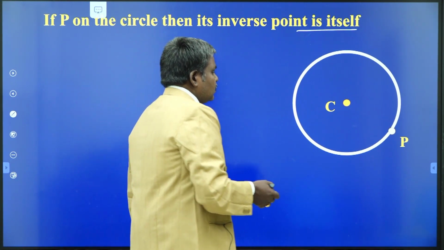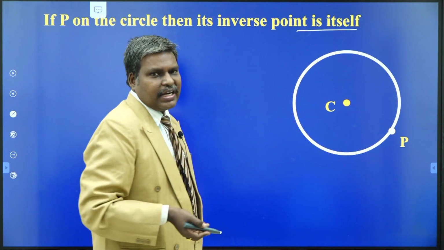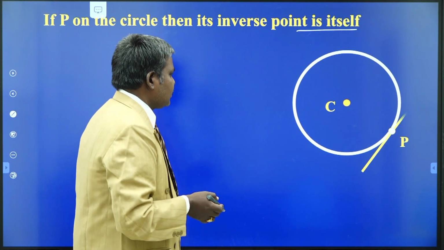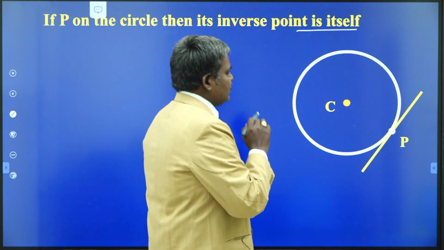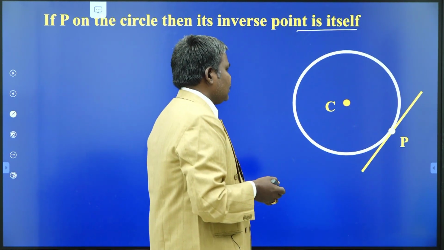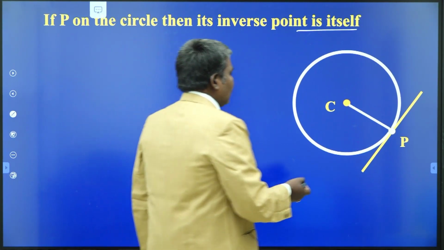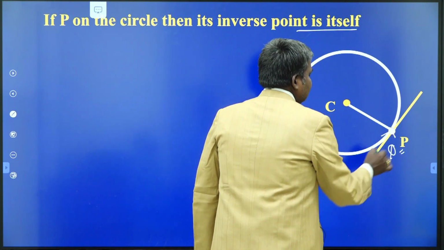Now, dears, your point is on the circle. What is the polar of P? The tangent at P becomes the polar of P by the definition of the pole-polar concept. This is the polar of P with respect to the circle. Since the point is on the circle, the polar of P coincides with the tangent at P. Join CP. What is the point of intersection? Clearly, the point of intersection is P itself. So this is Q itself.